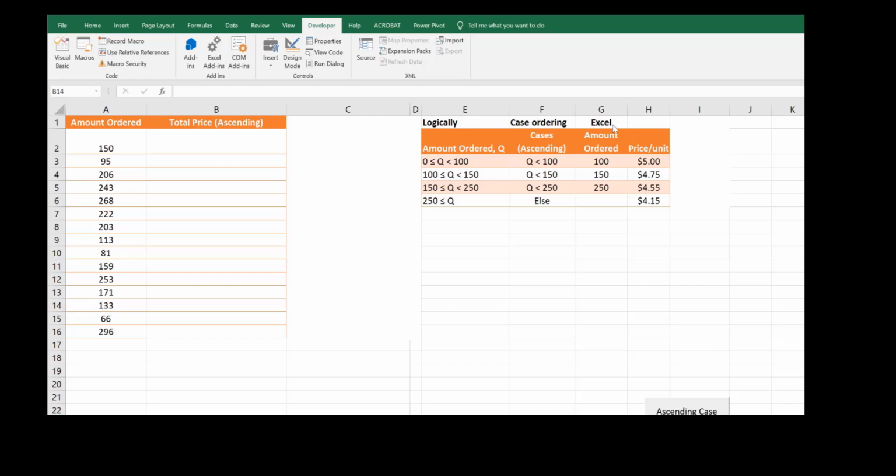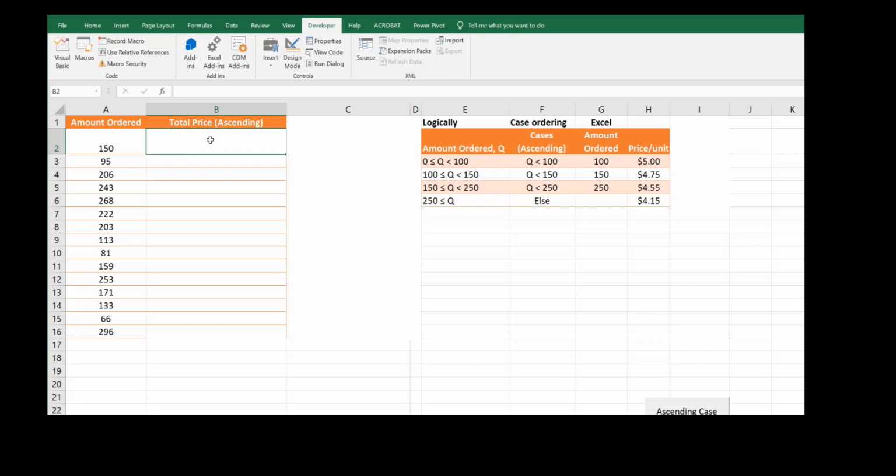But in Excel, the way that we have to actually input the information is by putting in the numbers that represent the boundaries for each of the cases, and then the associated price with each of the thresholds that we are given. And so let's get started. We are trying to calculate the total price, and notice that we've ordered the thresholds here, and we're going to go through them in ascending order.